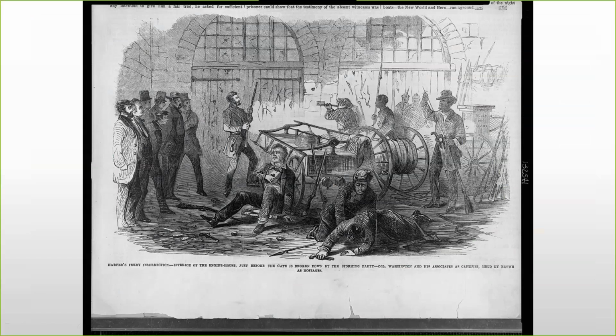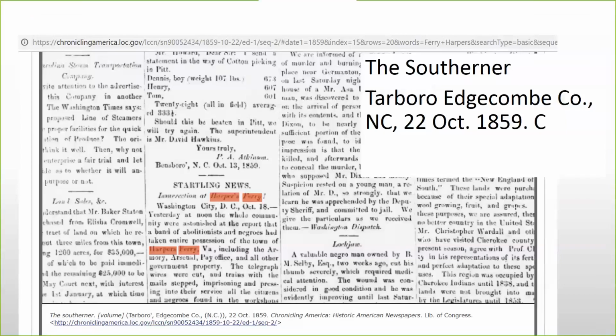Now, you could ask students to corroborate his account with other accounts of the day. So take, for example, and what I did here is just searched for Harper's Ferry in Chronicling America, and this is what came up. So the Southerner, a Tarboro, North Carolina paper, described the raid as startling news.